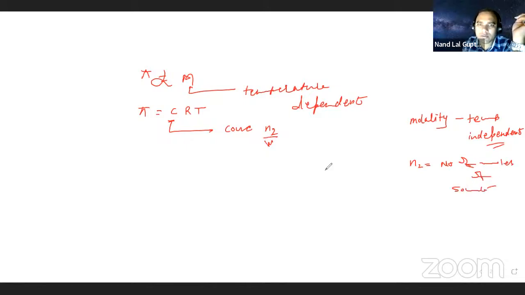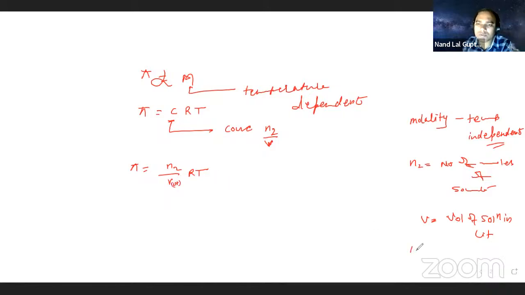And here, if I go V, volume of solution in liter. Volume of solution in liter. Now, let us define pi is equal to n2 by V RT. This is the liter that you need to keep in mind.